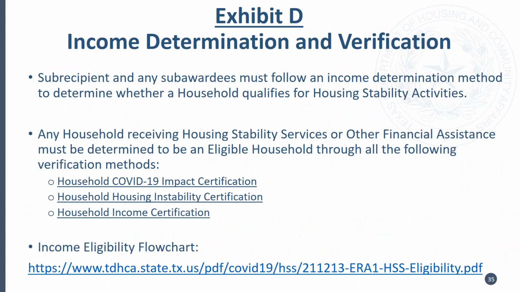Okay, Exhibit D, income determination and verification. Subrecipient and any subawardees must follow the income determination method to determine whether a household qualifies for our funds. Any household receiving housing stability services or other financial assistance must be determined to be an eligible household through the following verification methods: household COVID impact certification, household housing instability certification, household income certification. So we've attached the income eligibility flowchart. It's also on our website. And I don't know if Kate wants to go over that or not. I'll leave that up to her because this is our last slide before Q&A.